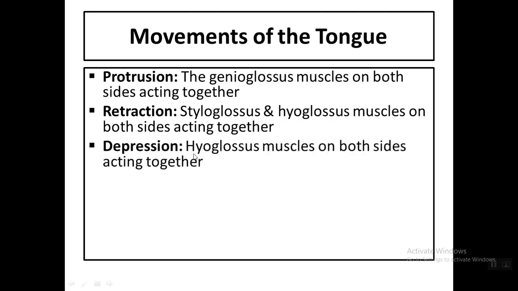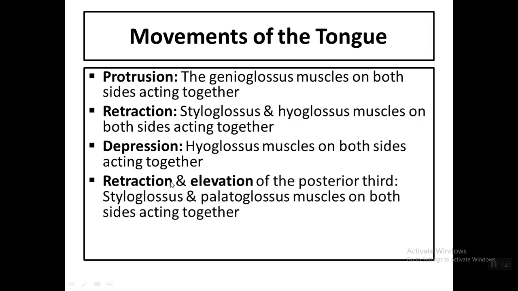Depression means movement downward. It is done by hyoglossus muscle on both sides acting together. Retraction and elevation يعني حركة إلى الخلف وارتفاع، retraction and elevation of the posterior third by the styloglossus and palatoglossus muscle on both sides acting together. وعندنا أخيرا ال shape changes as we said before. تغيير الشكل is by the intrinsic muscles يعني هي longitudinal و transverse وال vertical.